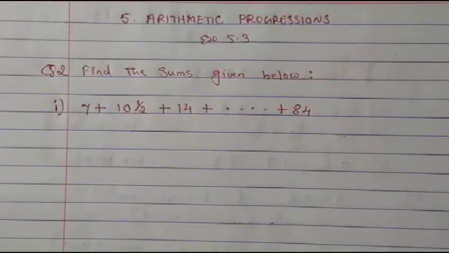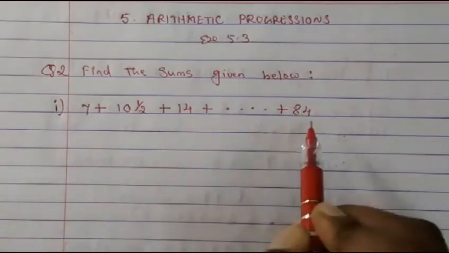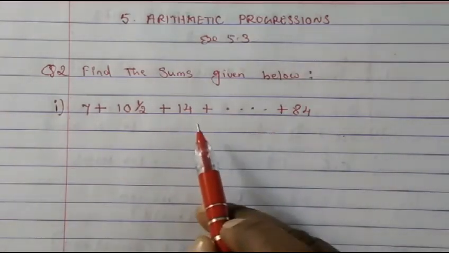Today we are going to study from class 10, chapter 5, Arithmetic Progressions, exercise 5.3, question 2. Find the sums given below. If you see this question 2, here we know the first term and the last term, but we don't know the n value.